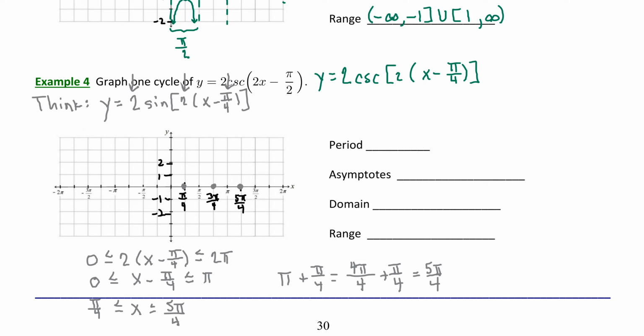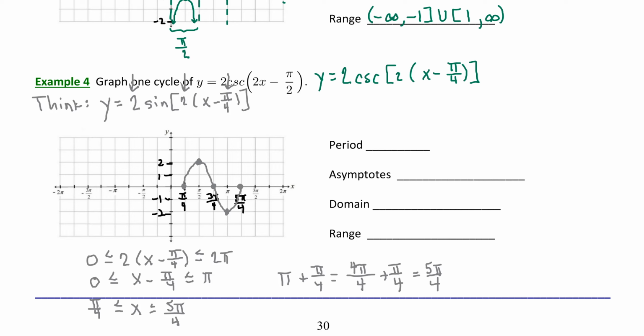Now, halfway in between those first two x-intercepts, it's going to reach its maximum value with an amplitude of 2. And halfway in between the last two x-intercepts, it reaches its minimum value of -2. Remember, the amplitude changed to 2. Now, let's translate this information into the graph of cosecant.